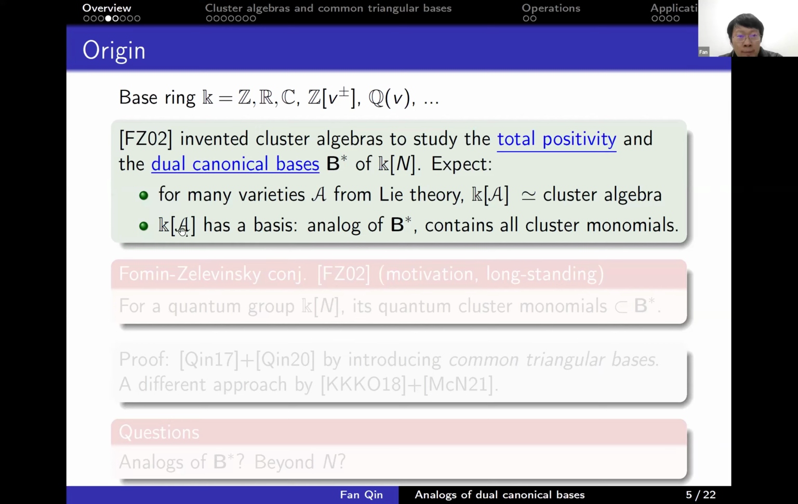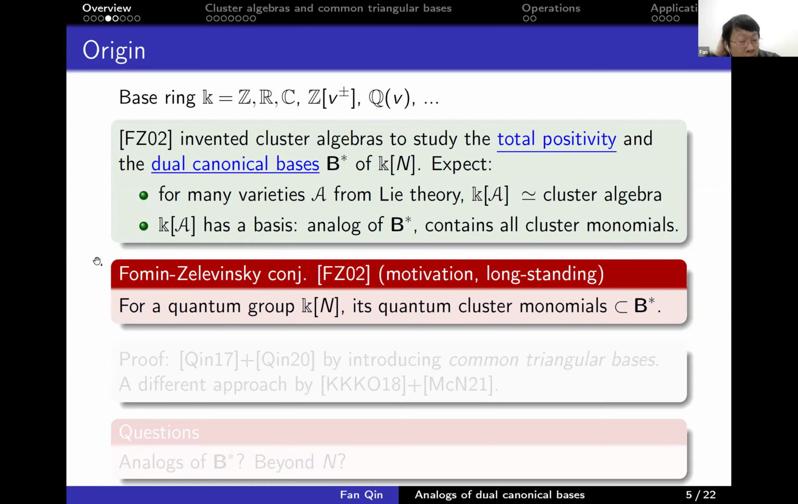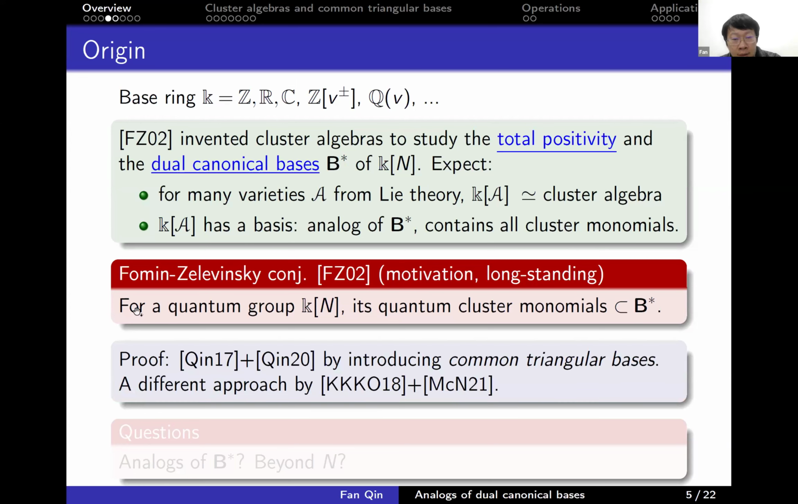And if we do not talk about the general varieties, but instead we focus on the original quantum group K[N], then we have the following natural conjecture. For the quantum group K[N], its quantum cluster monomials should belong to the original dual canonical basis. Right? So instead of talking about the analog, we are talking about the original one. This was one of the motivations of cluster algebras, and it has been open for many years.